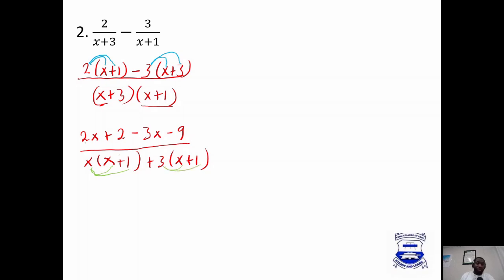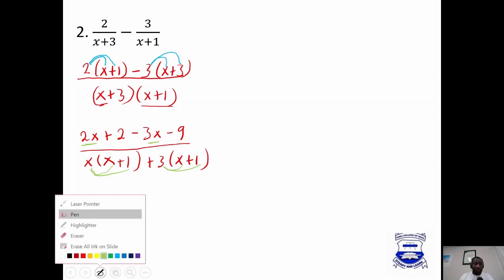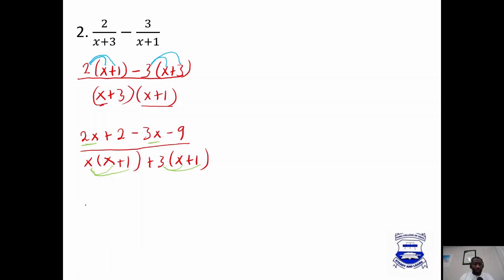But remember, the numerator, now we have 2x minus 3x. So it's just like 2 minus 3, right? So we're going to have negative x. Now we have 3 minus 9 is going to give you minus 7. Right?